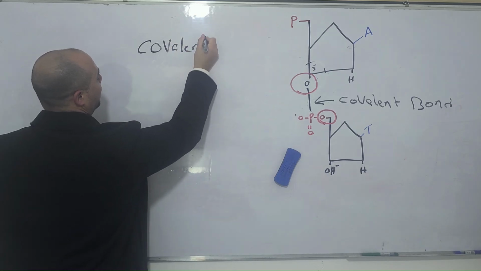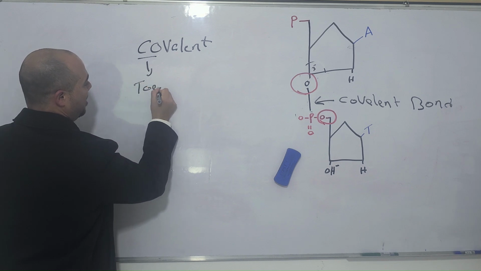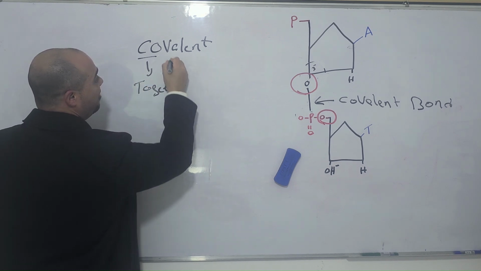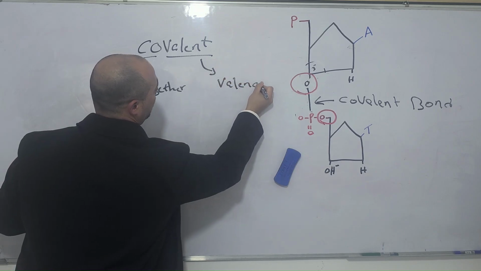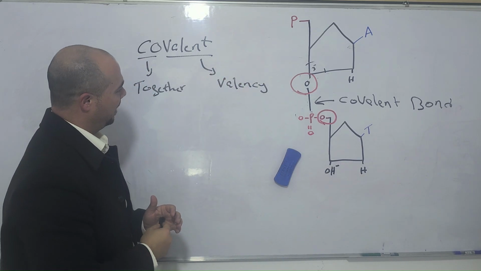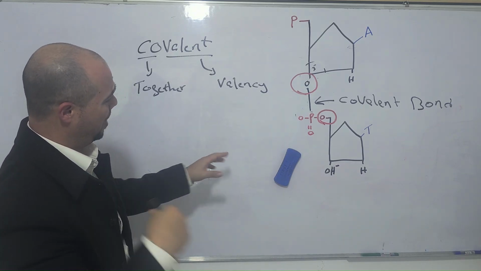Listen, covalent. Co means together, right? Together. Valent comes from the word valency. Don't worry about it. This is actually more like chemistry than it is medical biochemistry.